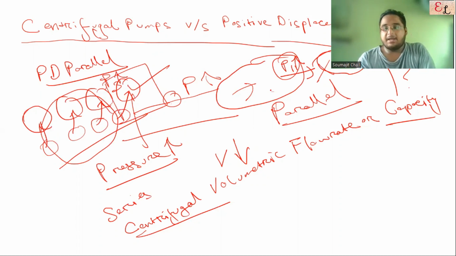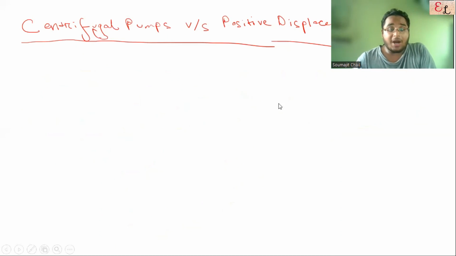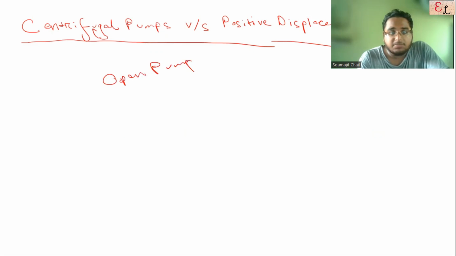Now, finally, the end of the topic of this one: what do I conclude when I say open pumps? That is how I would conclude my topic, open pumps. Open pumps are basically Archimedean screws. It is also called Archimedean screw. It is some structure like this, my friends.